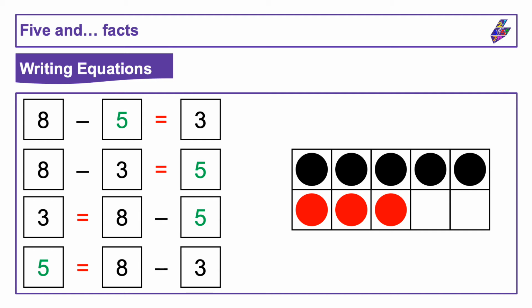Or you might have thought of 5 equals 8 minus 3. You may have visualised how you could have just 5 dots from the image you started with. So 5 has the same value as 8 minus 3, because if I remove the 3 red dots from the 8 I started with, I'm left with just 5 black dots.